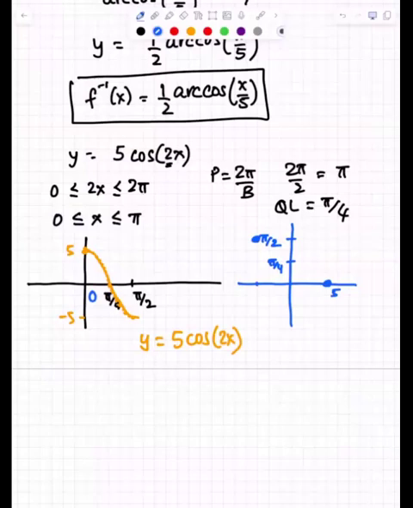And pi over 4 comma 0 will become 0 comma pi over 4. And we have the graph of y is equal to half cosine inverse of x over 5. Okay, that's it. And we'll stop.